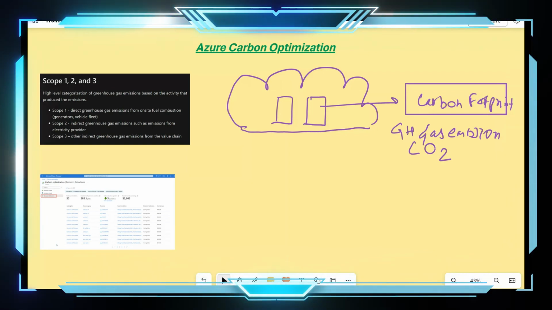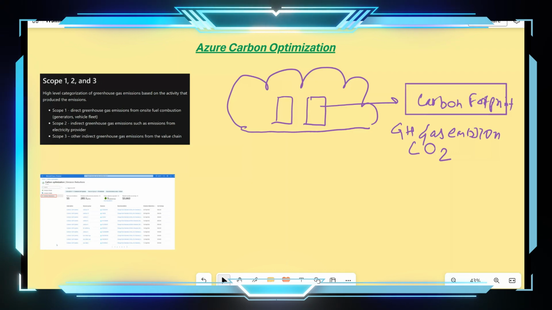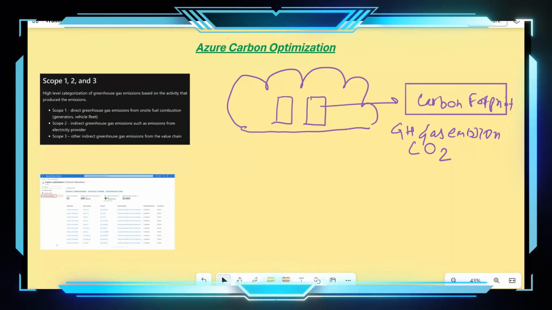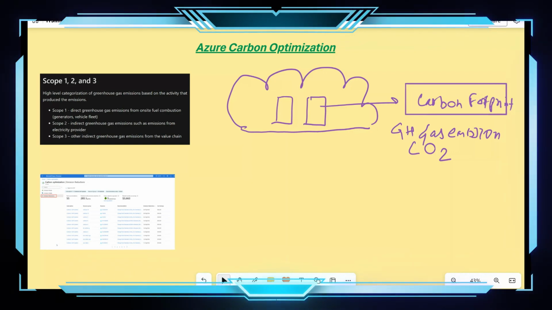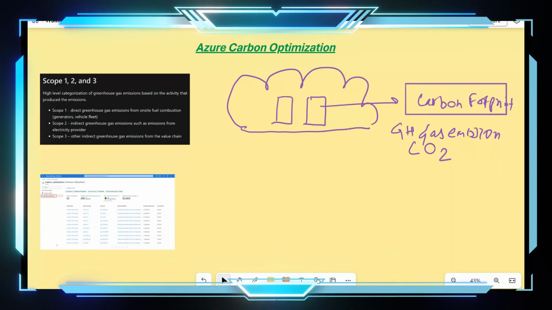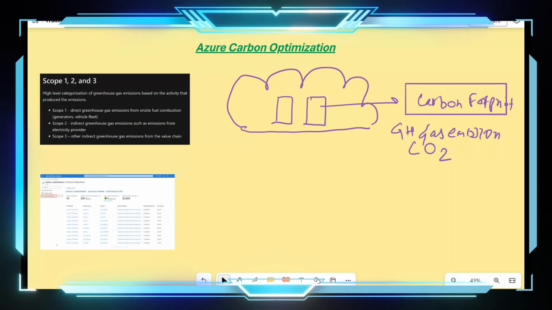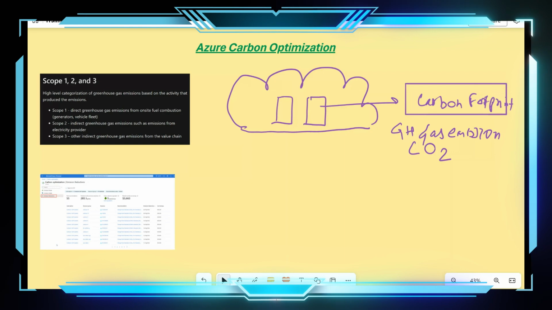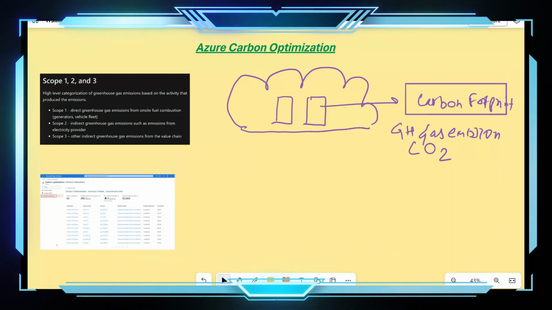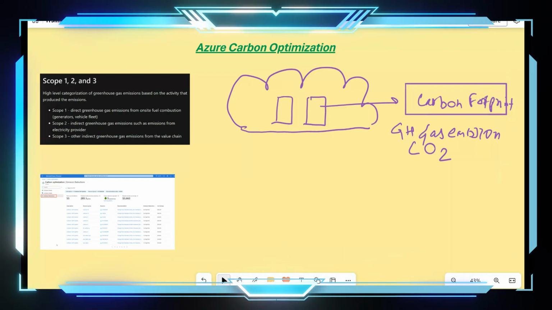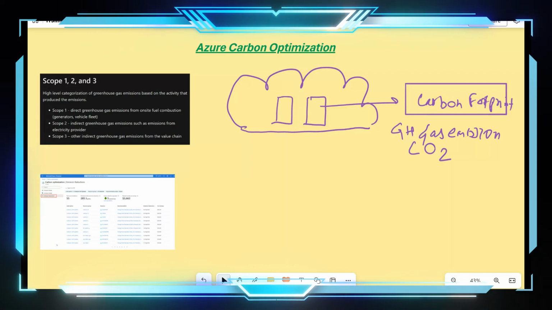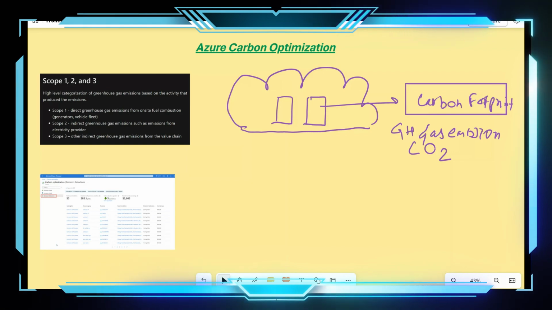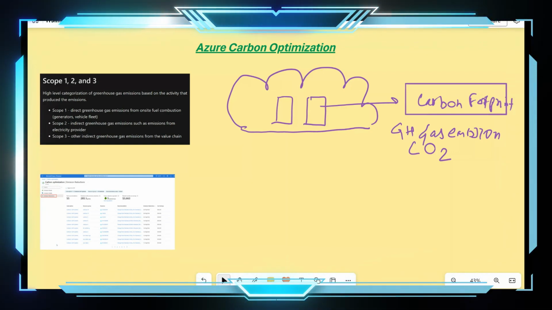And that's where Azure Carbon Optimization comes into play, because this service will help you to identify and see how much emission is happening through your resources. It will help you to make recommendations. And as a company, you can do your part to build a sustainable future. Because as you know, a lot of governments are investing a lot in green initiatives. And as a service provider, you should be doing your part in order to achieve that.